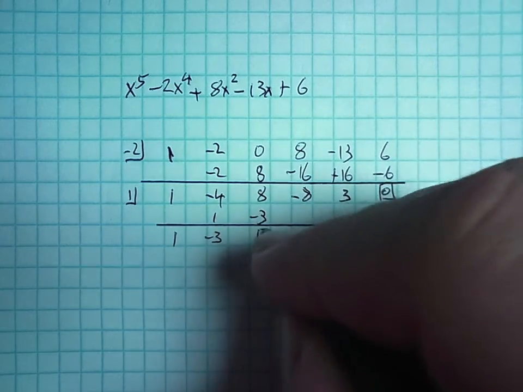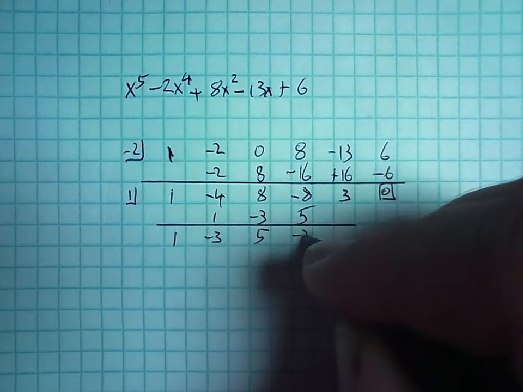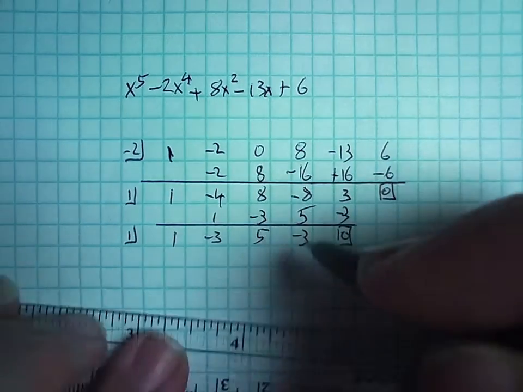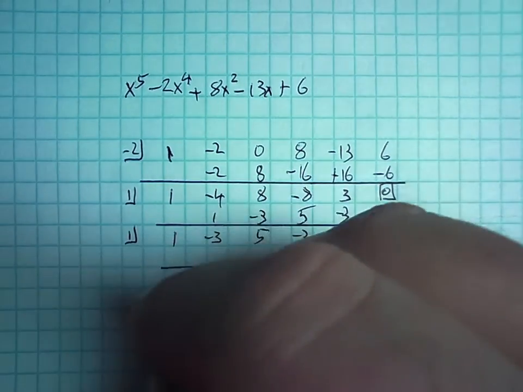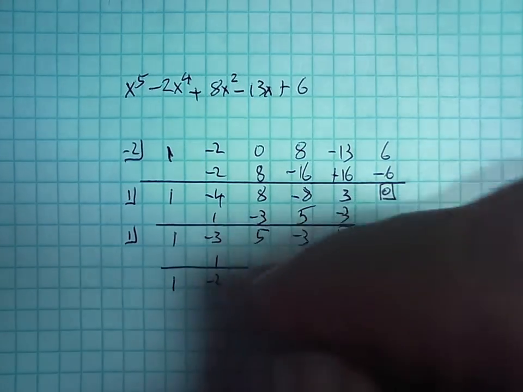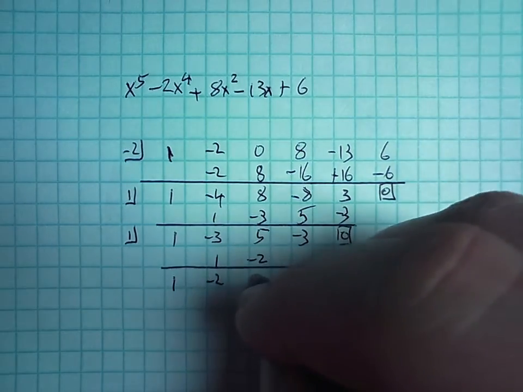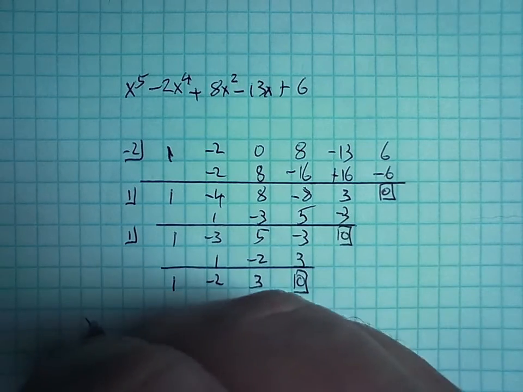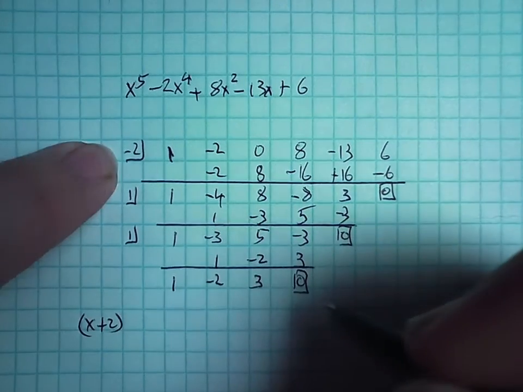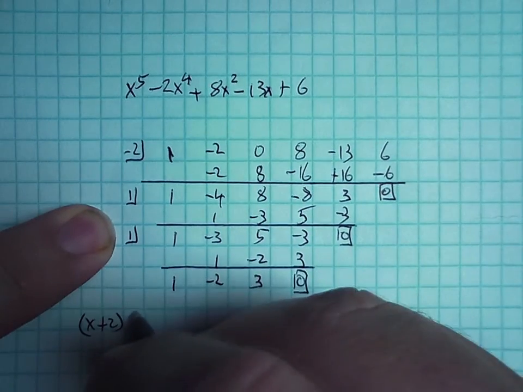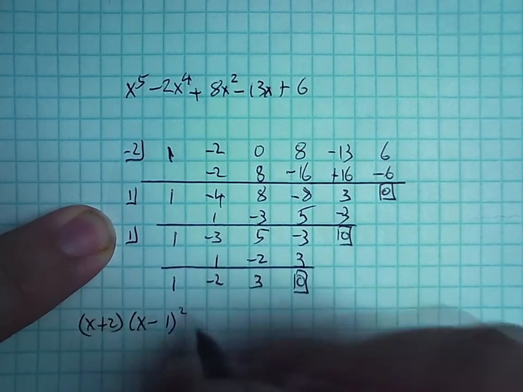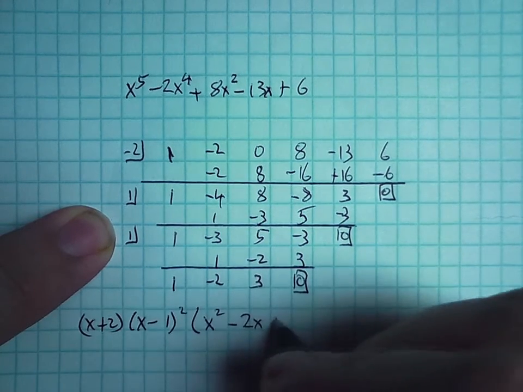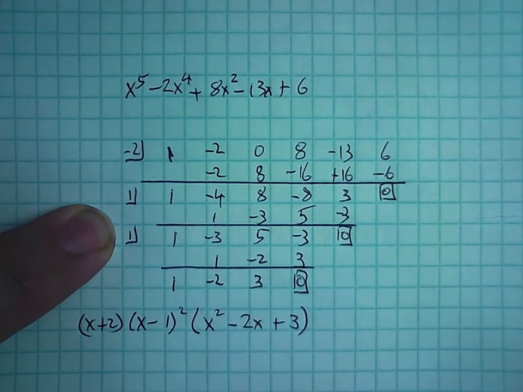-3, 5, 5, -3, -3, 0. 1 had a multiplicity of at least 2, so I'm going to use it again. 1, 1, -2, -2, 3, 3, 0. So I've got x plus 2. That was the first thing I divided by. I divided by x minus 1 twice, and what I have left is x squared minus 2x plus 3.